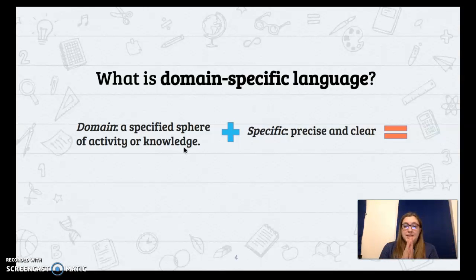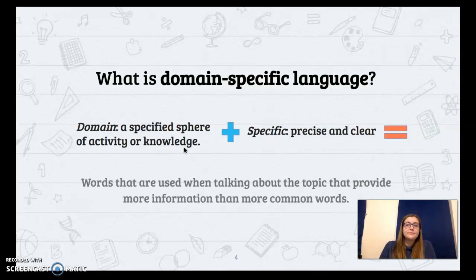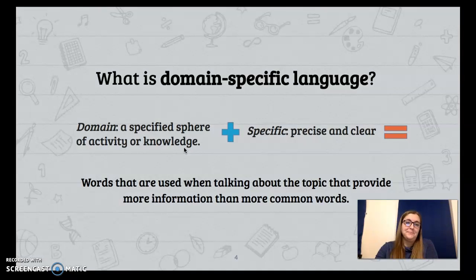So when we put those two together and we talk about language and word choice, if we go back to the dog example, if I'm going to inform you about different dog breeds, I want to use words that are very specific and clear about dogs, because that's my topic. So domain-specific language means words that are used when talking about the topic that provide more information than common words do, than words that we use a lot in our normal conversations. We want to vary it a little bit.